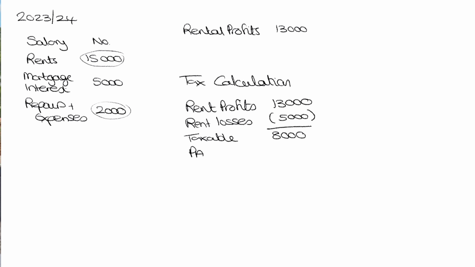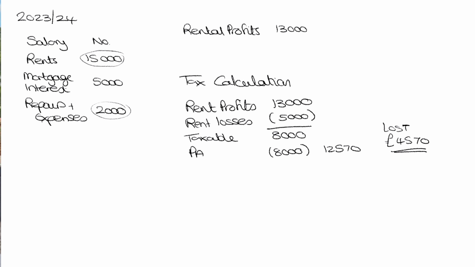which now we will take off our personal allowance, which is actually only going to be 8,000 out of the 12,570 because we've only got 8,000 of taxable income. Obviously, this now means, hopefully, as you can see, that we've actually lost 4,570 of taxable income that we could have used.